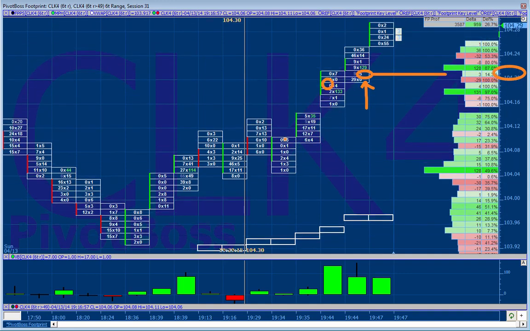On the left side, this is the offers. Okay, so for example, right here there were 46 contracts that came through on the offer, and basically those are aggressive sellers that are hitting the bid, trying to get price to go down. Okay, so that's all this is.